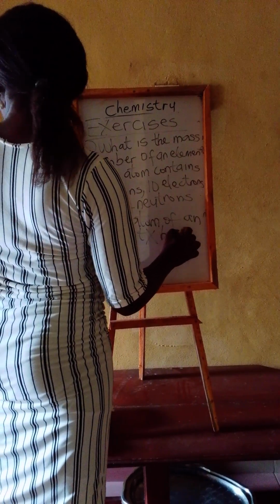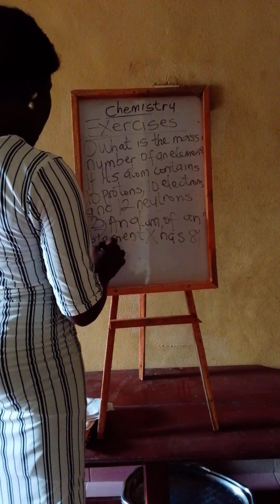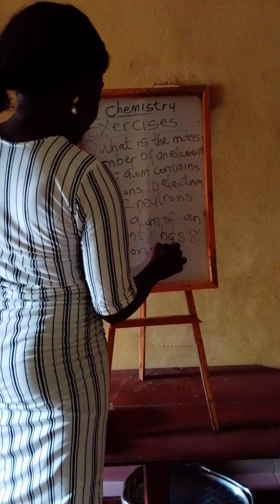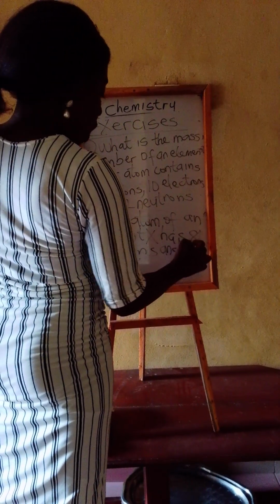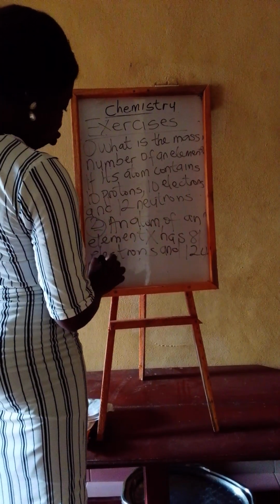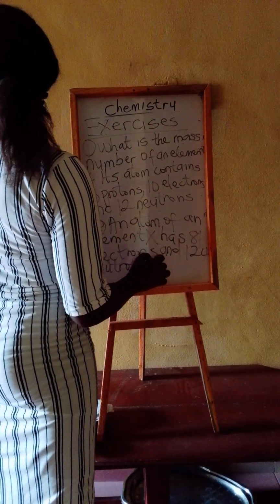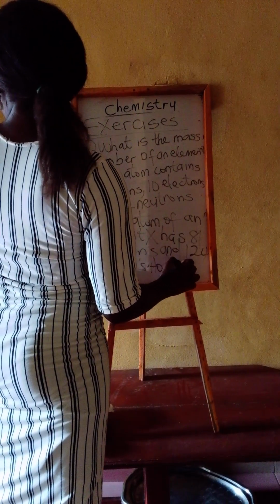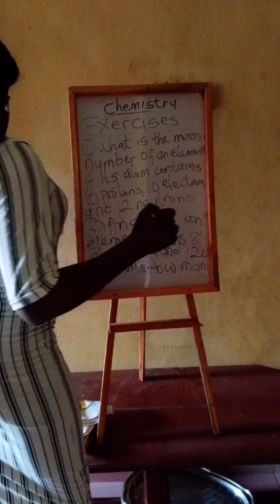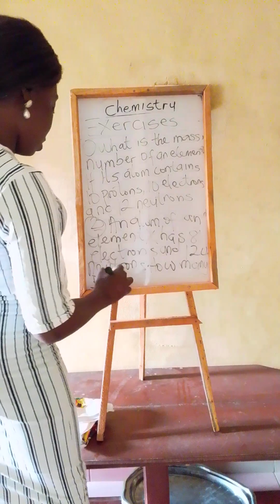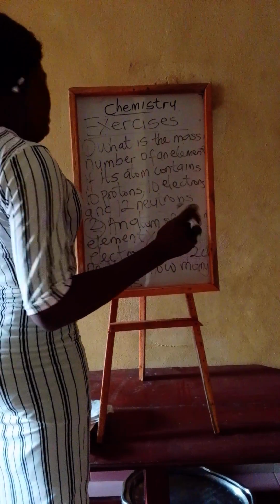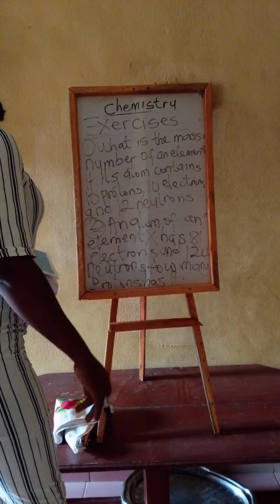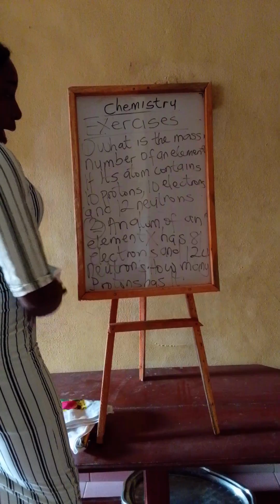has 81 electrons and 124 neutrons. How many protons has it?